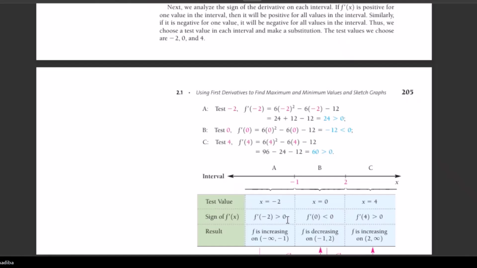Lerato, do you follow? Okay. Then, from part A, when you substitute -2 into the first derivative, they got positive 24. So that positive 24 is greater than 0. That's why they are saying here that when we substitute -2 into the first derivative, we get positive 24, which is greater than 0. Do you agree with them?